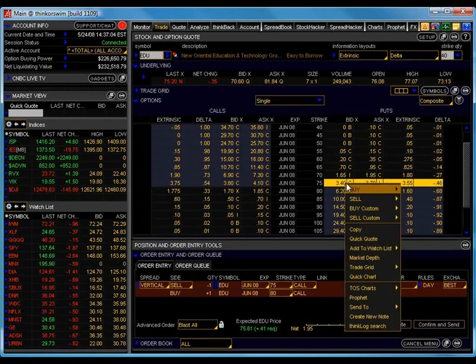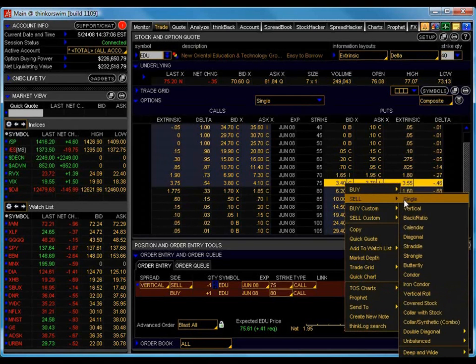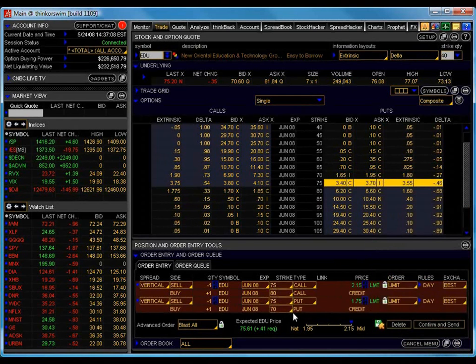Let's also do it on the put side. We're also going to sell a vertical. You notice that we have the same straddle that we had before at the 75 call and the 75 put. The difference is we're also purchasing now a call to protect our position and a put to protect our puts of the sale of our 75 put.